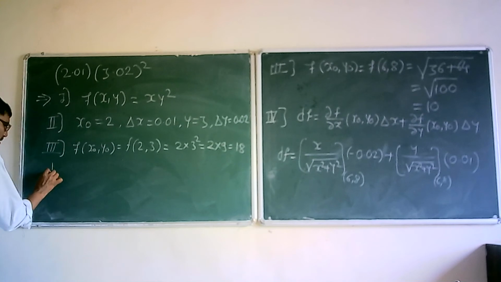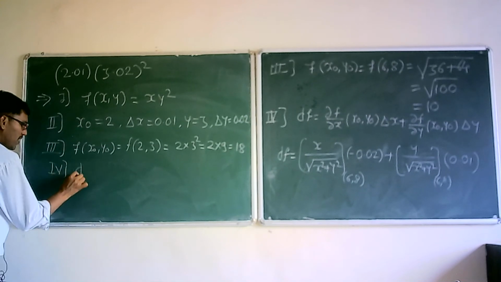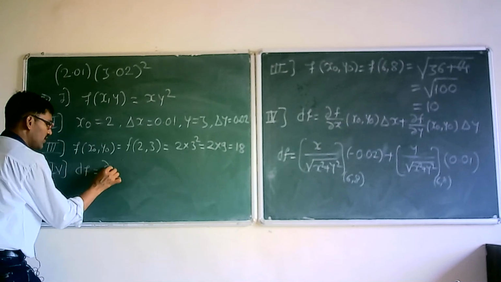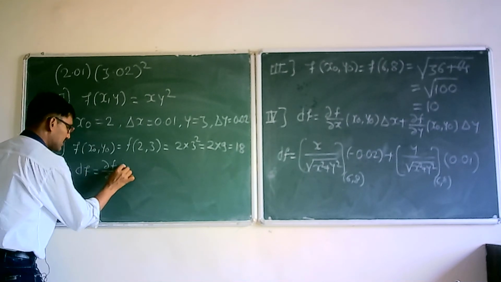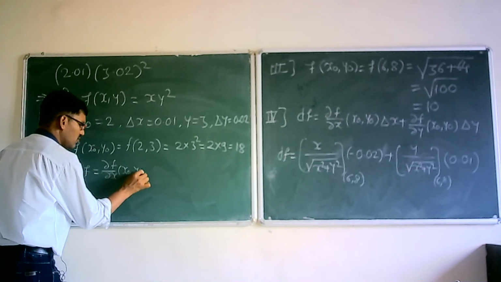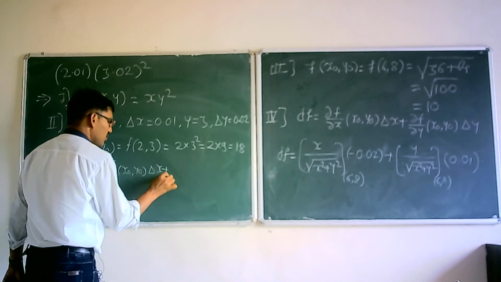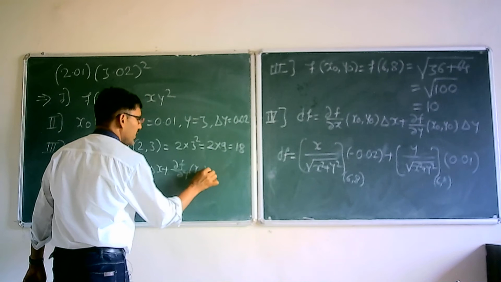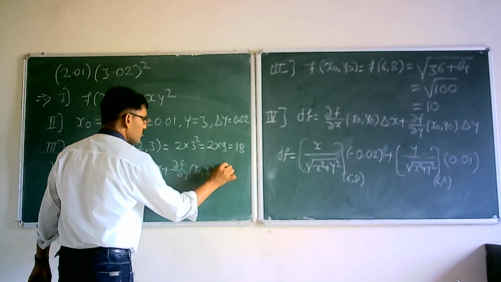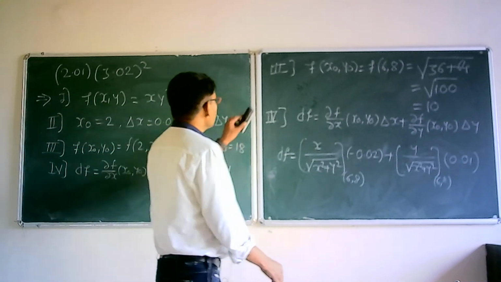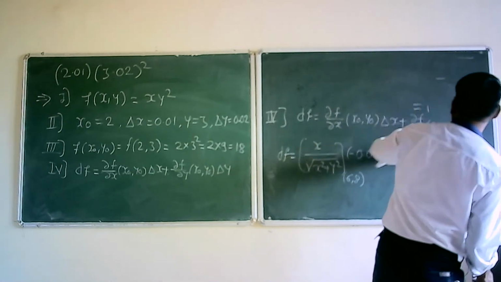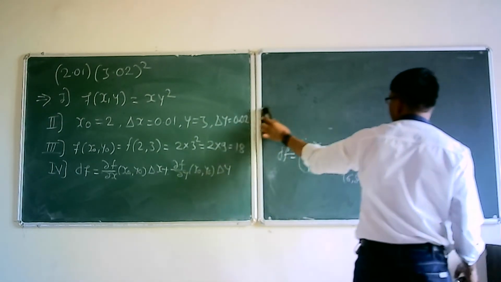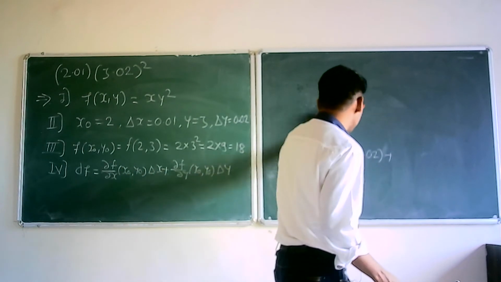Now next, step number 4, here we want to determine a differential df. And it is equal to del f by del x at x0 y0 into delta x plus del f by del y at x0 y0 into delta y. By using this formula, first of all we want to determine the partial derivative of f with respect to x and then the partial derivative of f with respect to y.